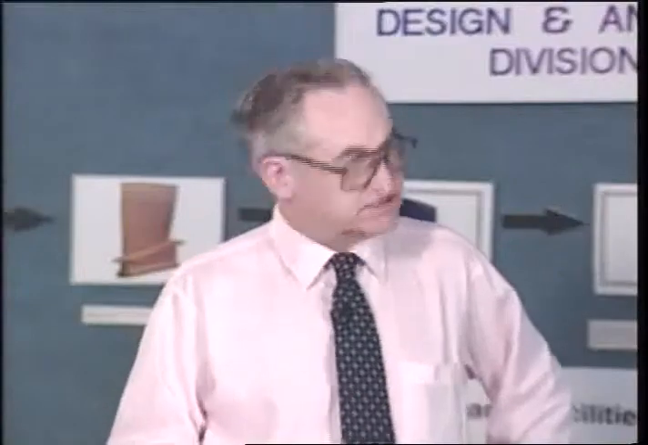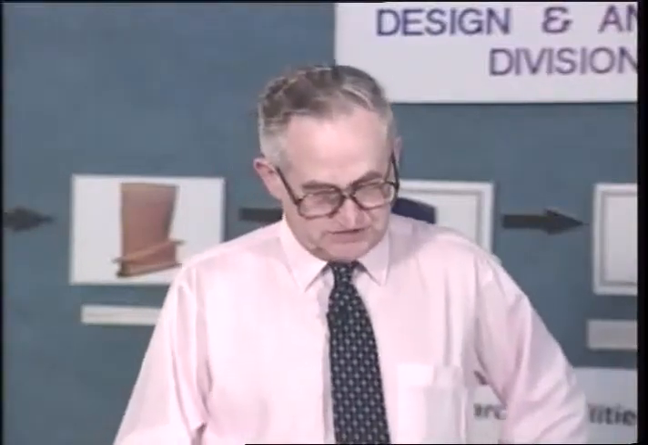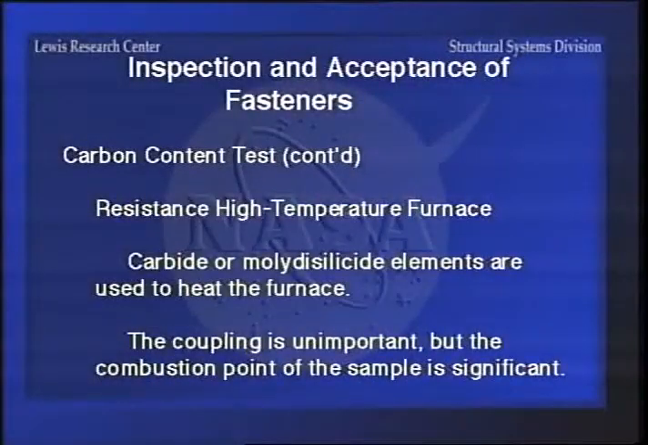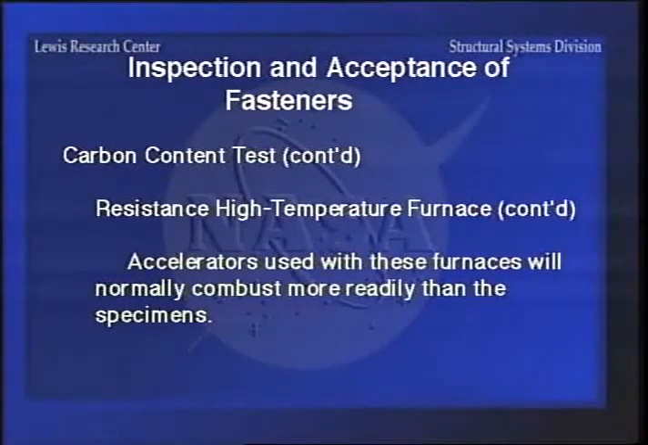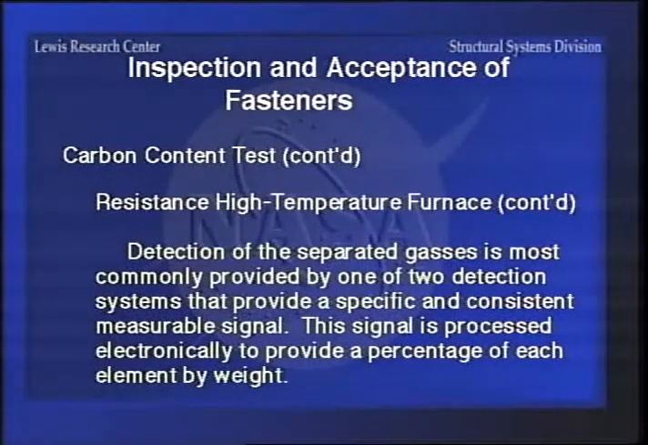Now, on the resistance high temperature furnace, which is another one that's used, you have carbide or molybdenum disilicide elements. Then the accelerators are used. You have a catalyst in it, and then you can detect the separated gases by one of the two detection systems that we had previously mentioned that provide a specific and consistent signal, and process it electronically. It's a lot of electronic stuff, but you can come up with an answer.